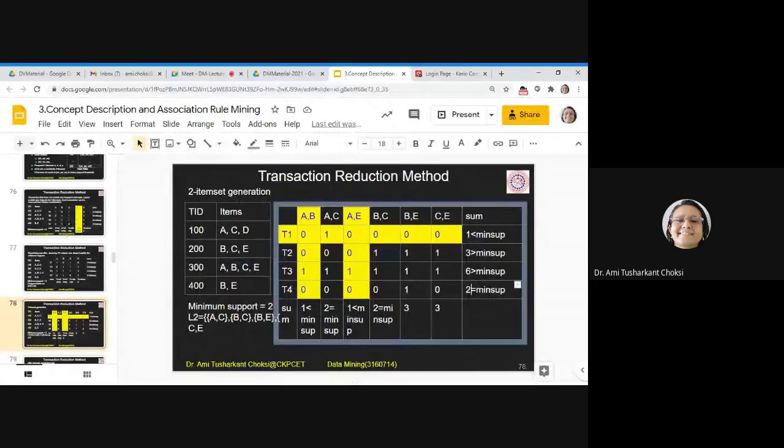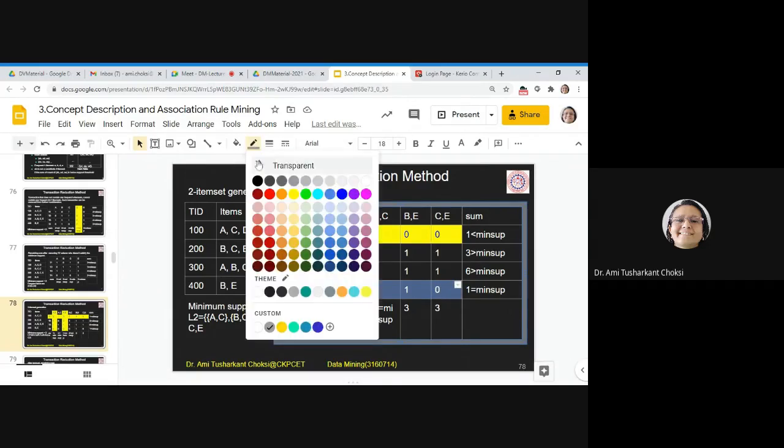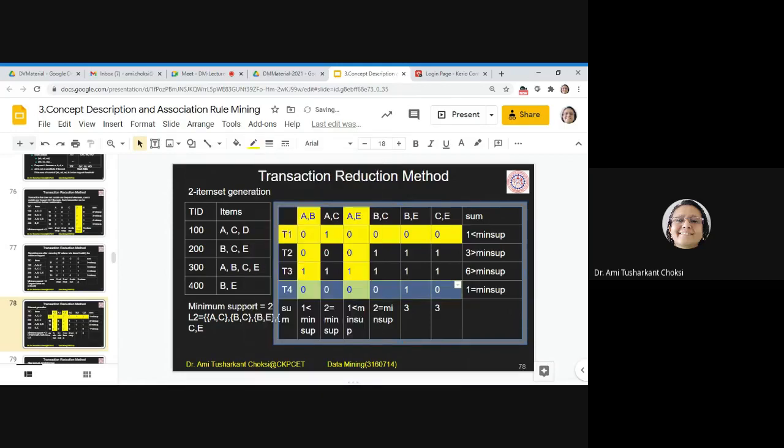This total is actually having 1 summation. So what we say is we need to remove this transaction also, isn't it? We should remove this transaction also. So how can we do that? Let us put it like this, and let us highlight this using this yellow color, right?